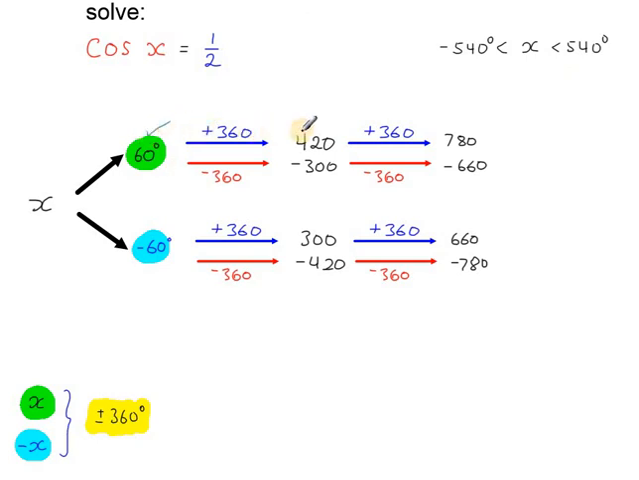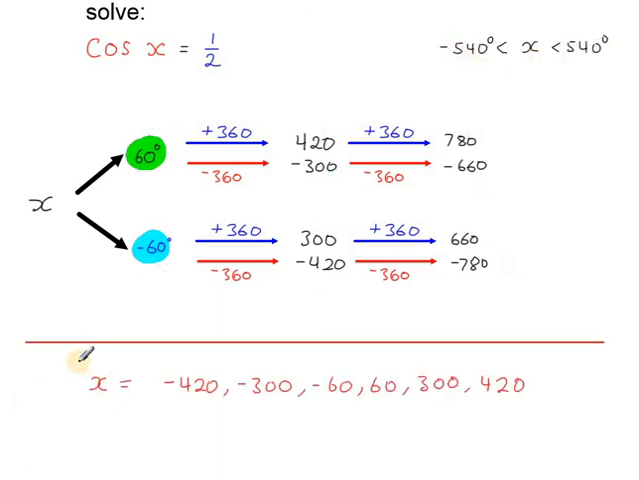So 60 is okay, 420 is okay, 780 is not, minus 300 is fine, minus 660 is out of range, minus 60 is okay, minus 420 is good, and the rest are out of range. So we have 1, 2, 3, 4, 5, 6 angles which are within this interval. And then we should list our solutions separately at the end.